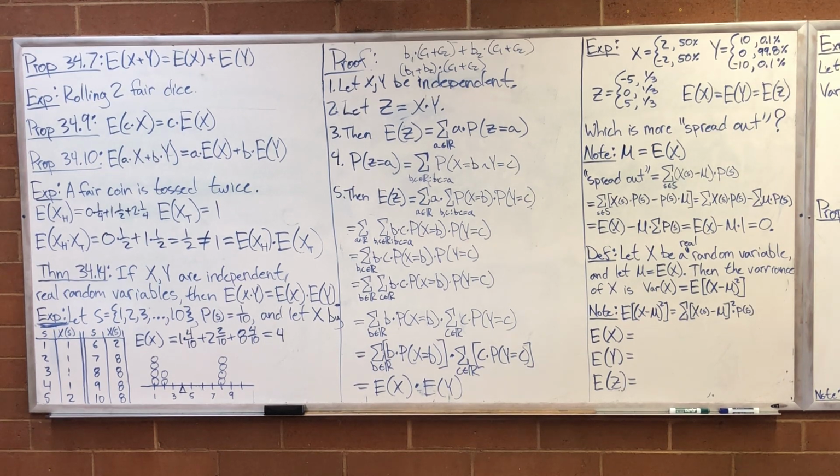So which of those does it seem is the most spread out? You might be tempted to say Y is the most spread out, because it goes all the way from 10 to negative 10. But notice, it hardly ever spits out a 10 or negative 10. If you were to plot this thing.